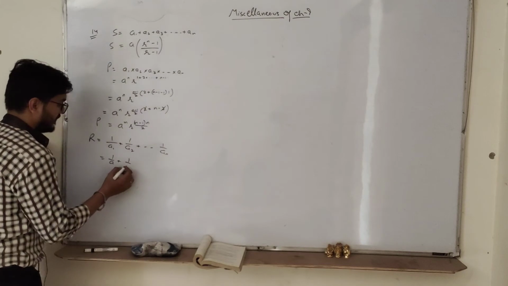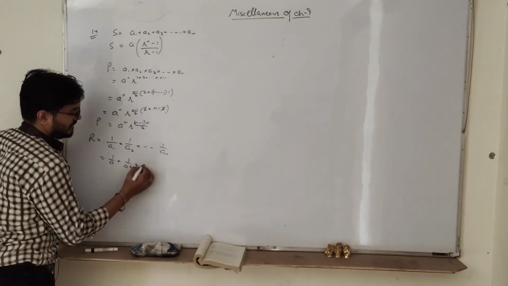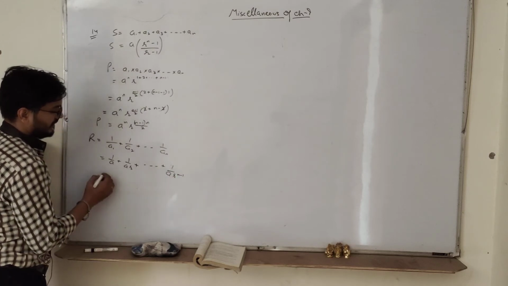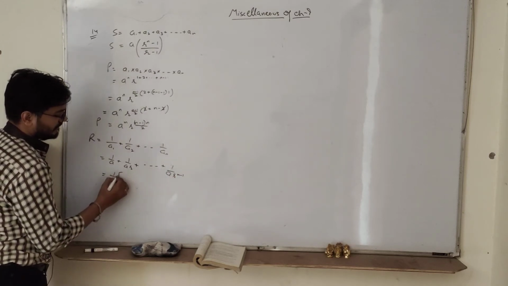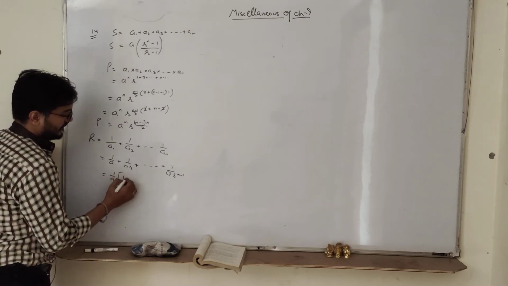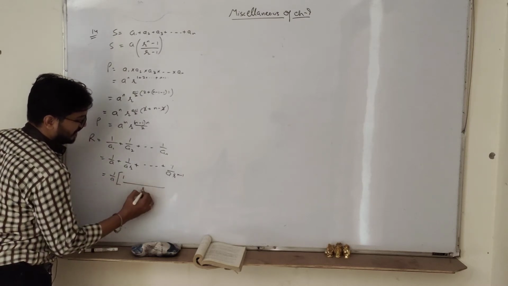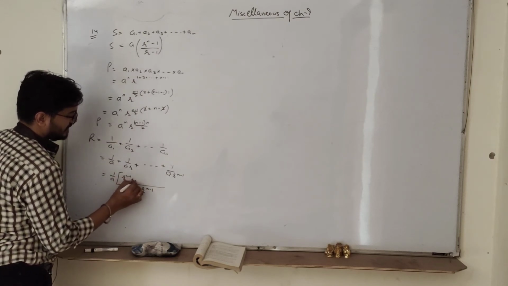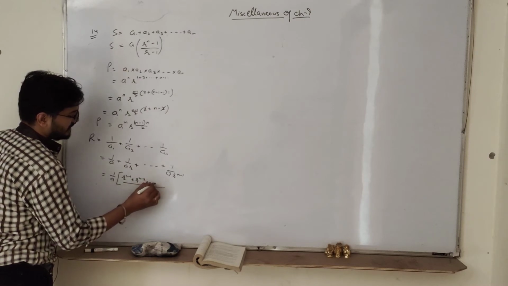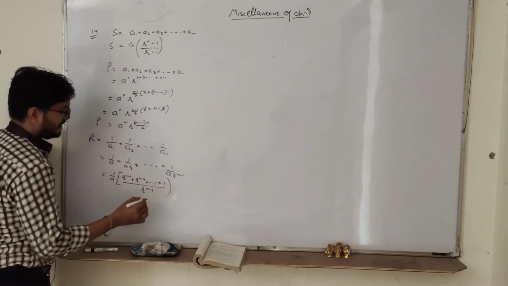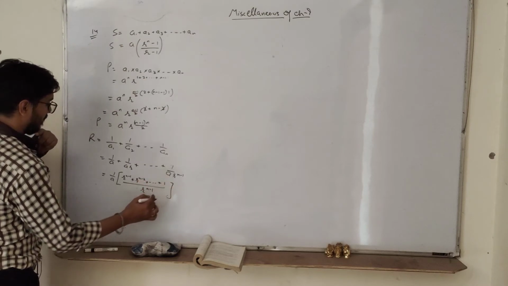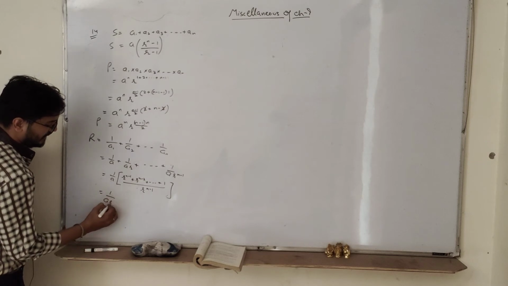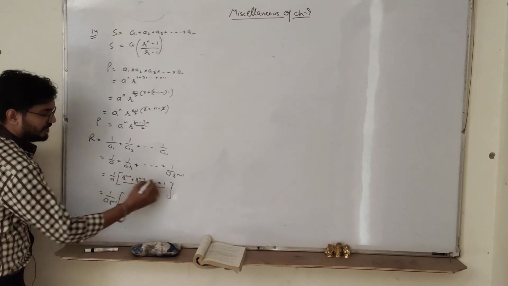GP. So 1 upon A, plus 1 upon A R is for n minus 1, right? So 1 upon A we can take common. Now we have 1, okay, on taking LCM, R is for n minus 1. So we have R is for n minus 1 plus R is for n minus 2 plus 1, right? This way, so this is again an AP. So 1 upon A R is for n minus 1, sum of all terms.